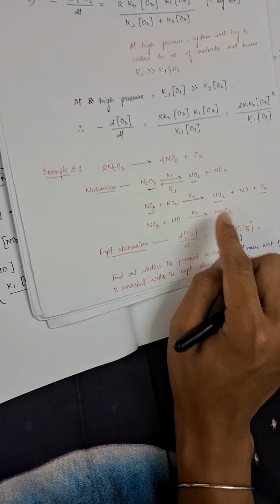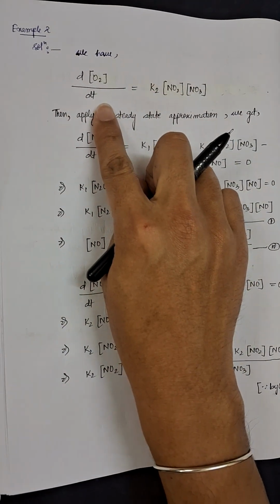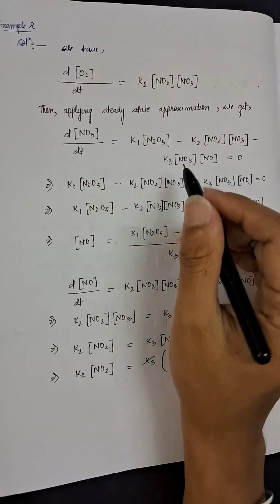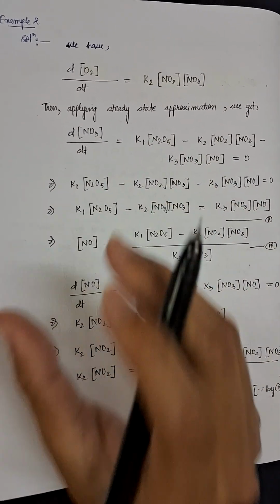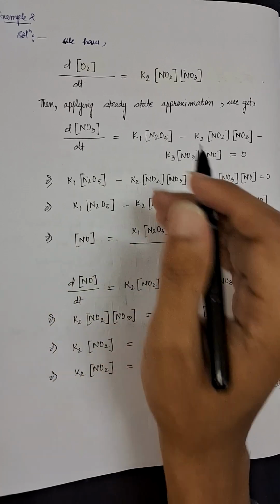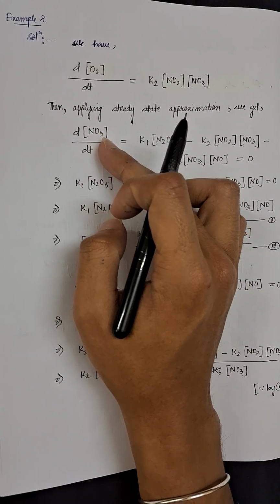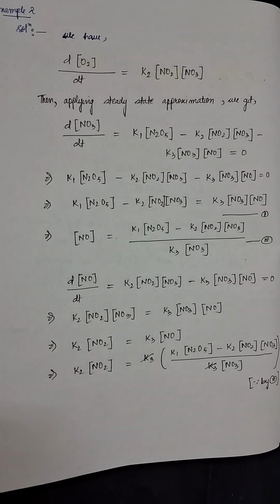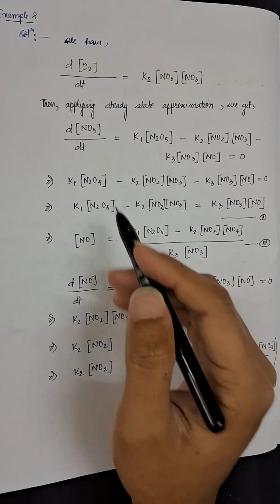You'll find this d[O2] rate first, then keep it. After that, apply steady state approximation to any one of the intermediates and find its concentration. Okay, like say you're applying it on NO3, then you find the concentration of NO3.